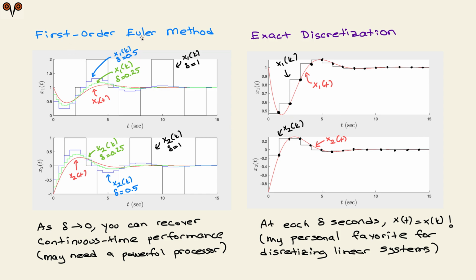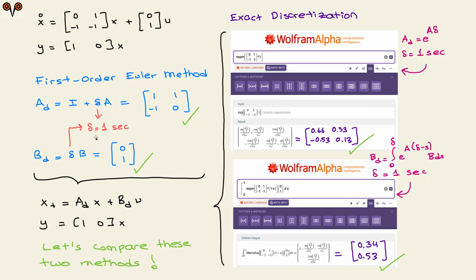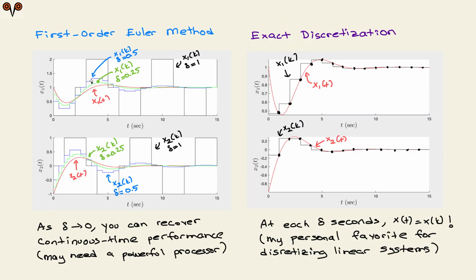All right, so the first order Euler method is not that bad, but there is a big but. If delta is 1, you'll see here, this is the same continuous solution. You deviate a lot when delta is 1. If you go back to here and repeat this process when delta is 0.5 seconds or 0.25 seconds, you have these blue lines when delta is 0.5. If you reduce it further, delta is 0.25, you get these green curves. As you see, as delta goes to 0, you can recover continuous time performance, but as I said, you may need a powerful processor for this.